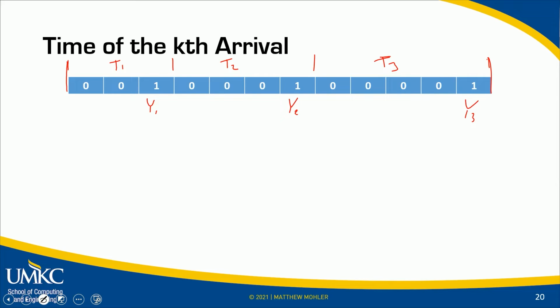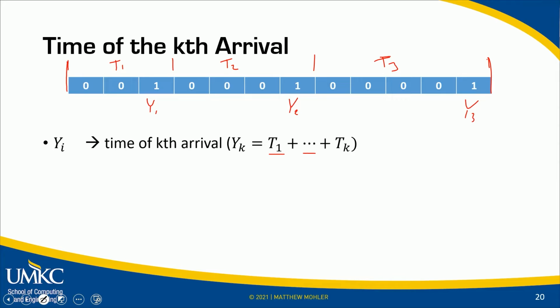Now to put this in a little bit more formal definition, we say that y sub k is just the time of the kth arrival, and that y sub k would be equal ultimately to t sub 1 plus all of those t sub i's up to t sub k. So from here, we again can look at this. It's kind of what we just said, but if I want to know the time of y sub 2, that would be t1 plus t2.